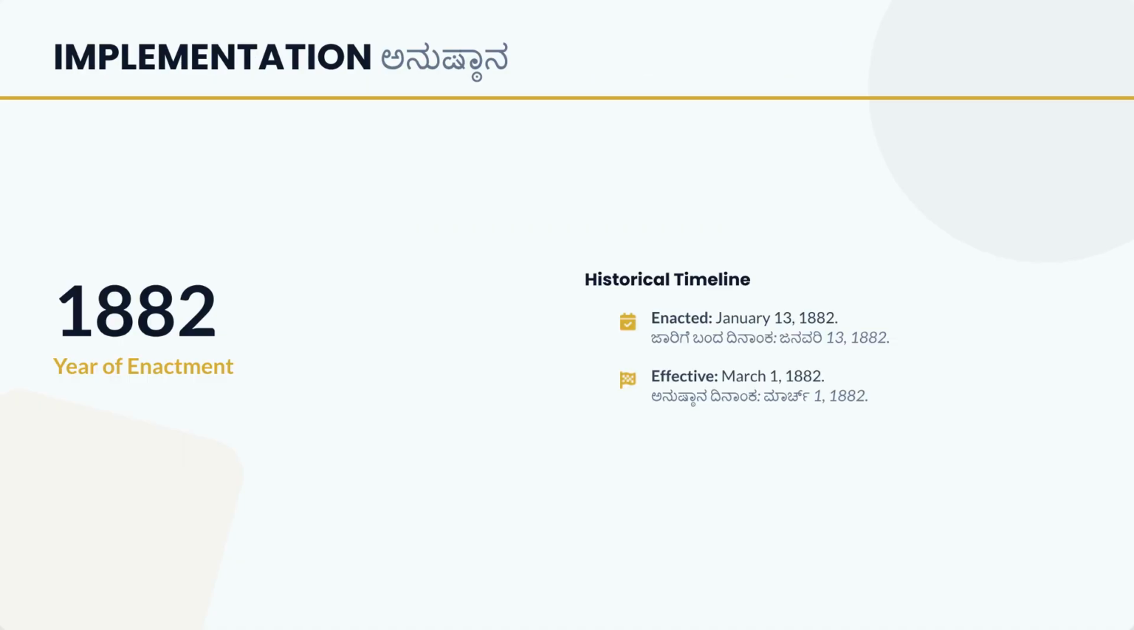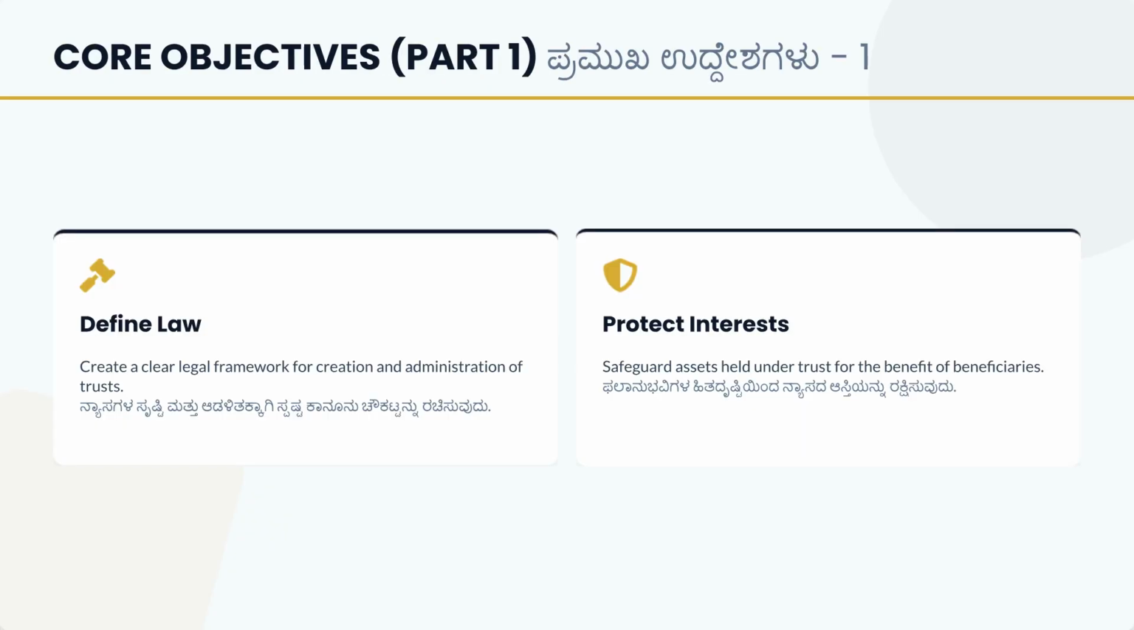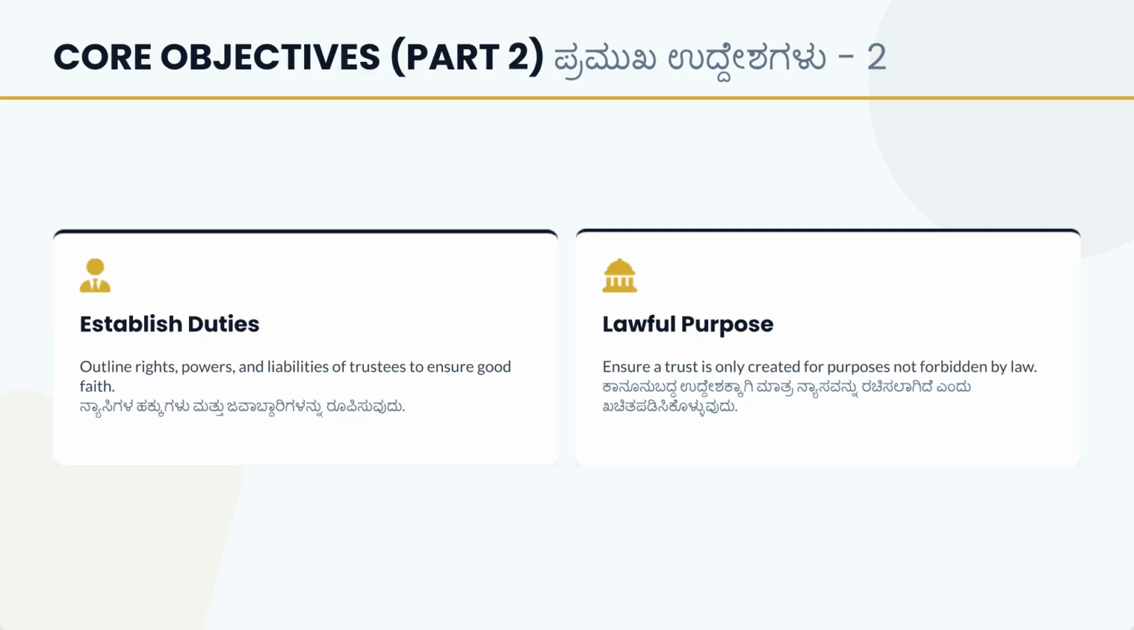The Indian Trusts Act was enacted on January 13, 1882, and became effective on March 1, 1882. The core objectives of the Act are to define the law, creating a clear legal framework for trusts. It also aims to protect the interests of beneficiaries by safeguarding assets held under trust. Additional objectives include establishing the duties, rights, powers, and liabilities of trustees to ensure good faith, and ensuring that a trust is only created for lawful purposes.